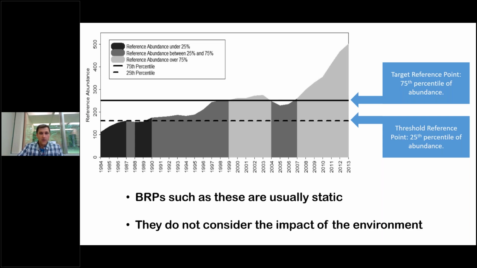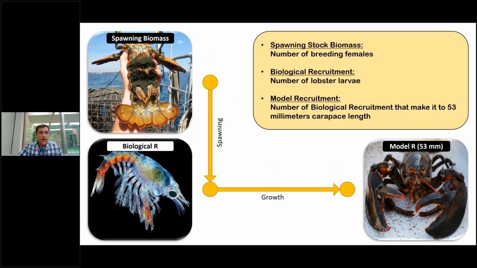What might be wrong with this current setup? Well, those black lines are static. They don't change over time. As I've said before in this presentation, and I will say again before the end, the environment affects these estimations, and ignorance of these effects may lead to spurious management measures. So how do we get around this?